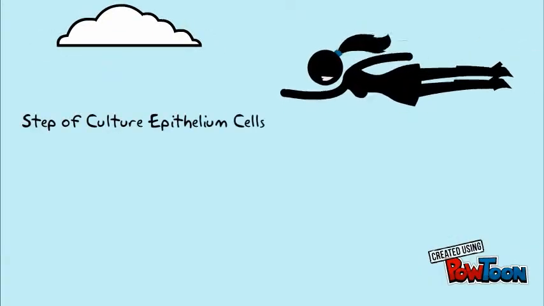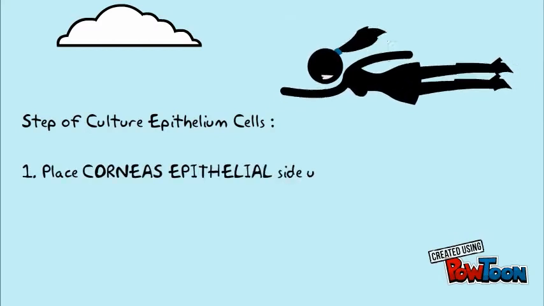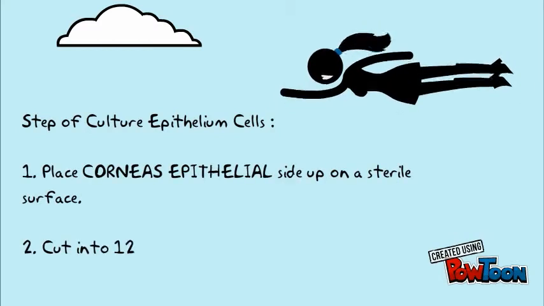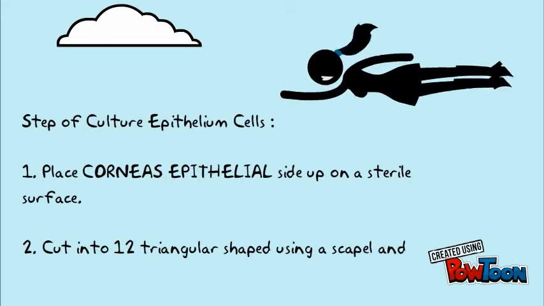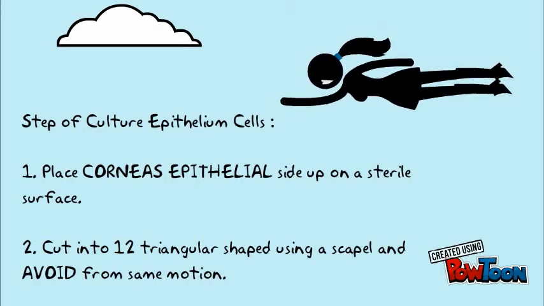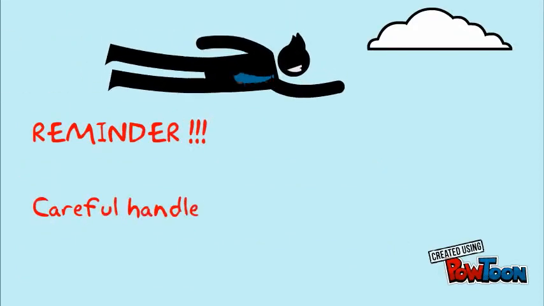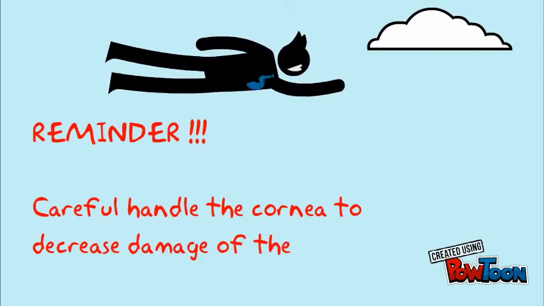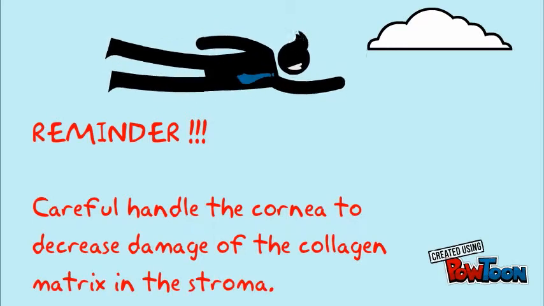Steps to culture epithelial cells. First, place the cornea epithelial side up on a sterile surface. Cut it into 12 triangular shapes using a scalpel, avoiding a sawing motion. Reminder: handle the cornea carefully to decrease damage to the collagen matrix in the stroma.